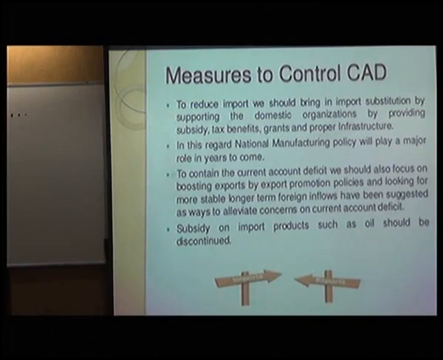A better coordination with the RBI is required rather than a blame game. Apart from that, the political parties should come together in fixing the problem and getting back the investors' confidence.